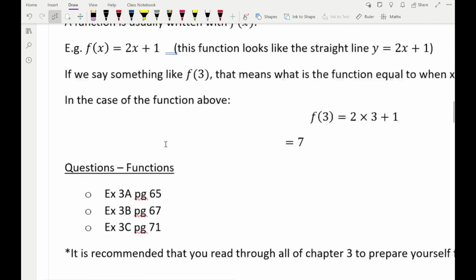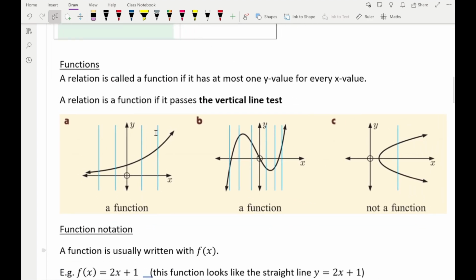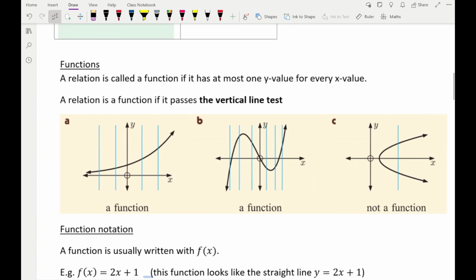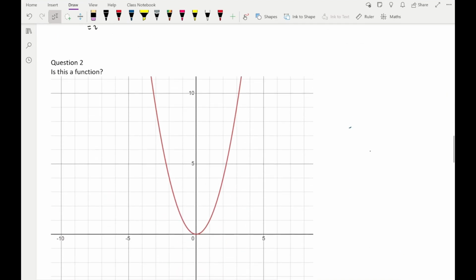So next thing we do is we check whether things are functions. And we do that using something called the vertical line test. So here, this first one is a function, because if I draw vertical lines through the entire thing, they'll only ever hit the graph once. Same thing here, only ever hit it once. But this last one is not, because the line hits the graph twice. So let's do a couple of examples.